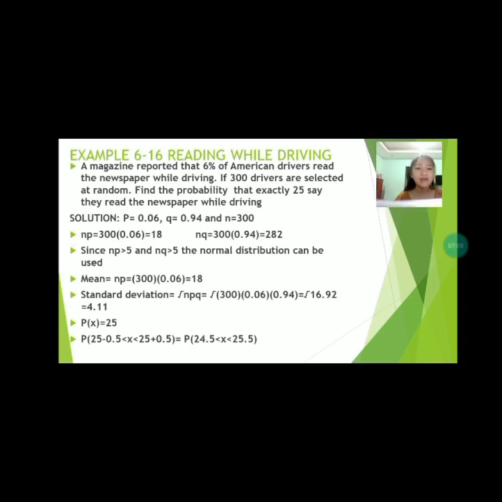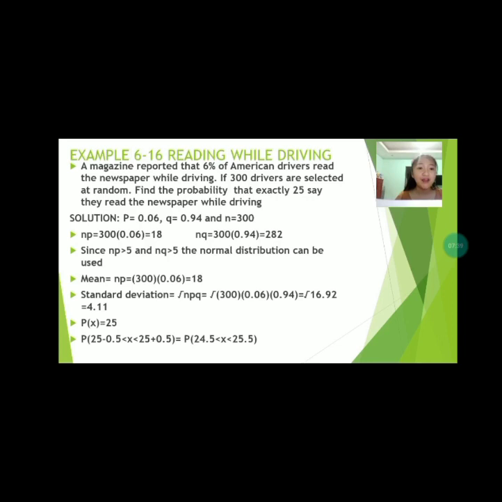To get the mean, n times p is 300 times our value of p, which is 0.06, giving 18. For the standard deviation, we take the square root, right? So we take n times p times q, which gives 16.92. And the square root of 16.92, if we solve it on the calculator, gives 4.11.